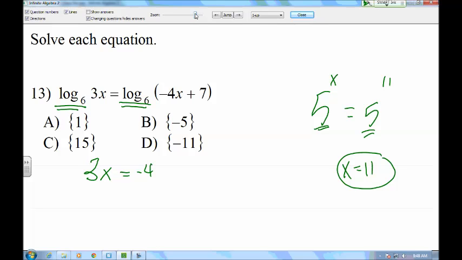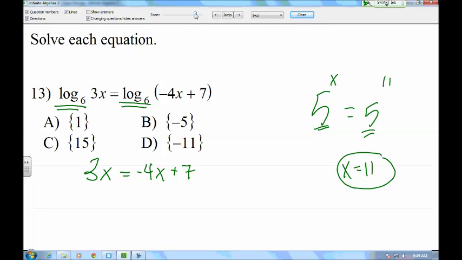3x equals -4x plus 7. And all you have to do is solve the algebra problem. Solve it, please. Okay, and put it up. Good. Solve for x. Inverse operations. That's a two-step equation.